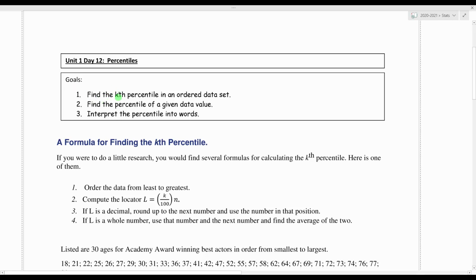Specifically, we're going to look at how to find a percentile in an ordered data set. So we say the kth percentile. For instance, if I wanted to find the 20th percentile or the 30th percentile in an ordered data set, we're going to learn how to do that.